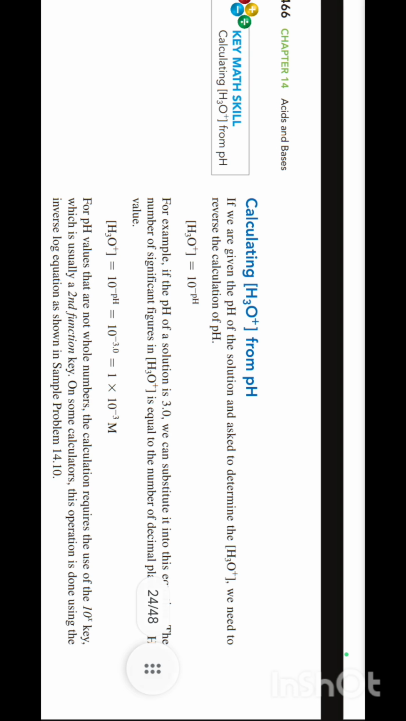Calculating H3O positive from pH. If we are given the pH of a solution and asked to determine the H3O positive, we need to reverse the calculation of pH. H3O positive is 10 to the power minus pH. For example, if the pH of the solution is 3, we can substitute it into this equation. The number of significant figures in H3O positive is equal to the number of decimal places in the pH value. H3O positive is 10 to the power minus pH, which gives us 10 to the power minus 3, which is 1 into 10 to the power minus 3.